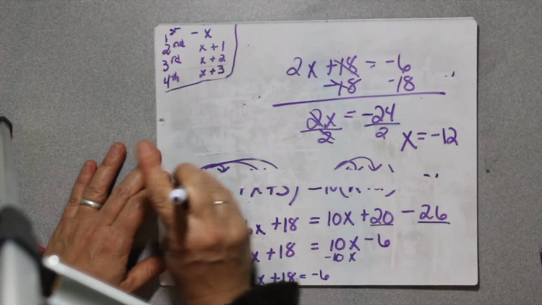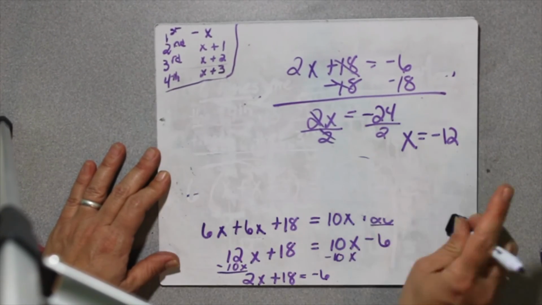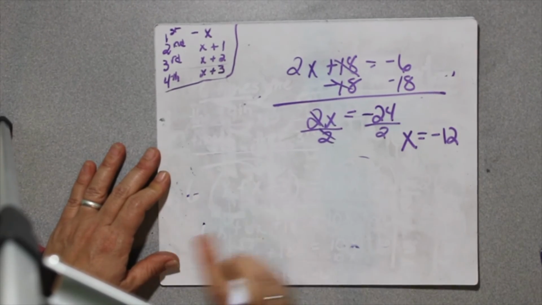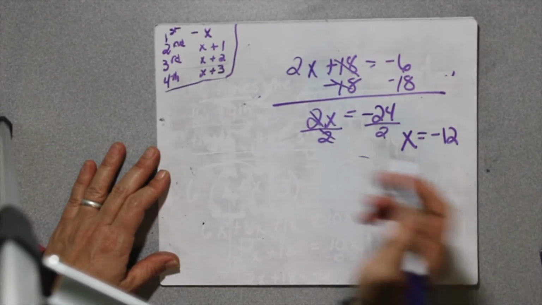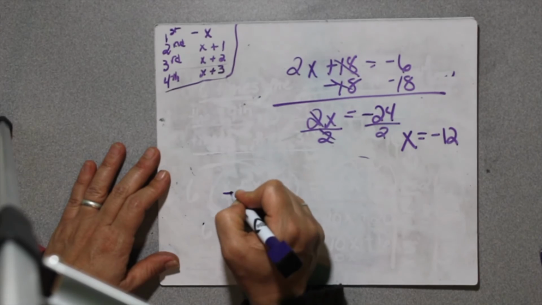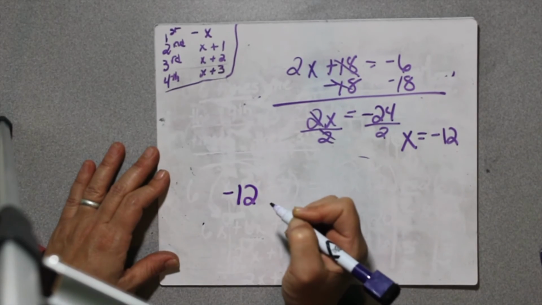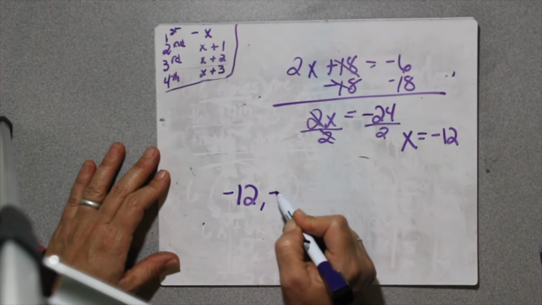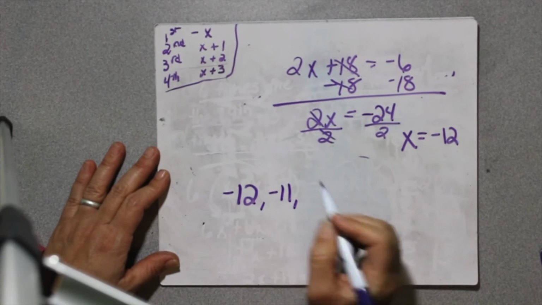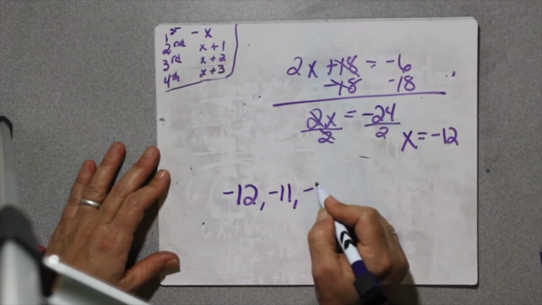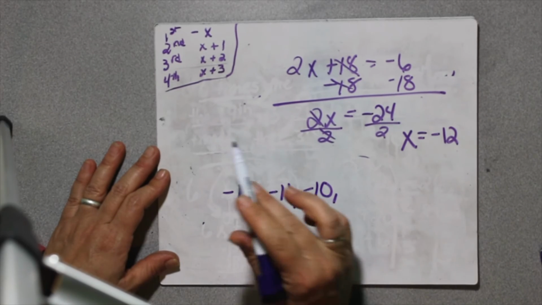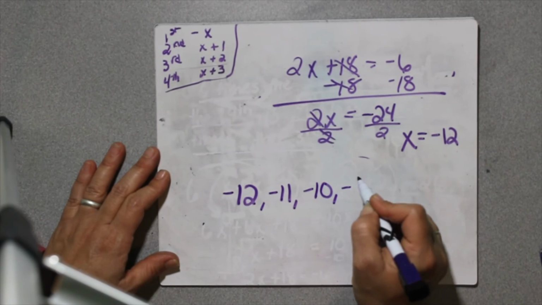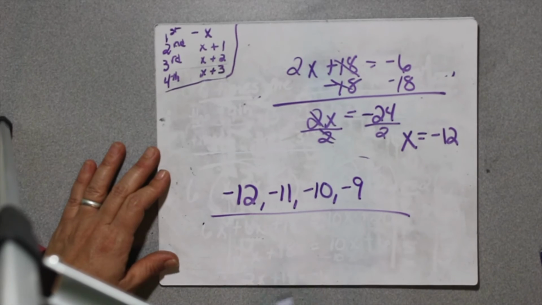Okay, negative 12 is not our answer. That's just our first consecutive integer. So if our first consecutive integer is negative 12, x equals negative 12, then negative 12 plus 1 would be negative 11. Negative 12 plus 2 would be negative 10. And negative 12 plus 3 would be negative 9. So there are our consecutive integers, 4 of them, that satisfy that equation.